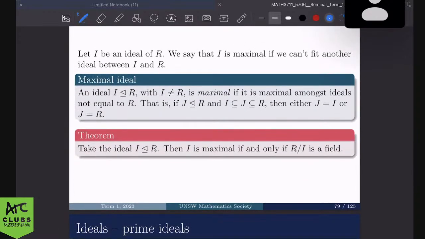So a theorem that we can use, which is often used to prove that something is maximal, because you can imagine this definition is quite hard: I is maximal if and only if the quotient ring R divided by I is a field. Okay? So if you can show that R on I is a field, then you've shown that I is a maximal ideal. Okay? Sweet.